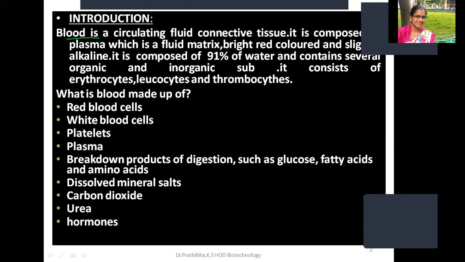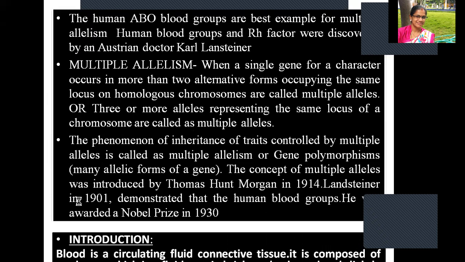Now, what is blood made up of? In blood, what all can you see? Red blood cells, that is erythrocytes, white blood cells, that is leukocytes, then platelets, then plasma, breakdown products of digestion such as glucose, fatty acids, and amino acids, dissolved mineral salts, carbon dioxide, urea, and hormones. This is about the blood.